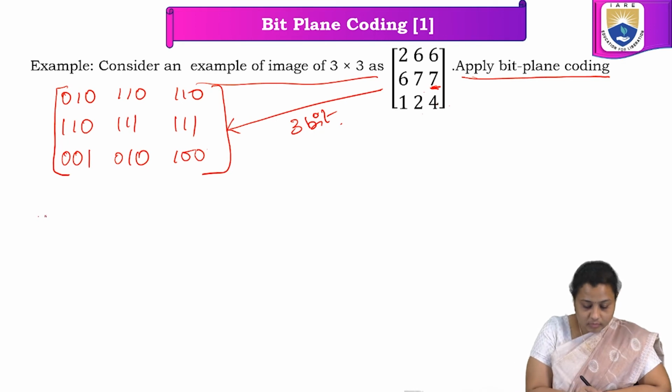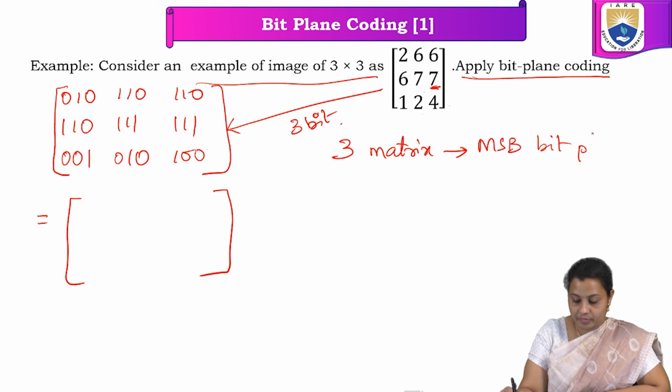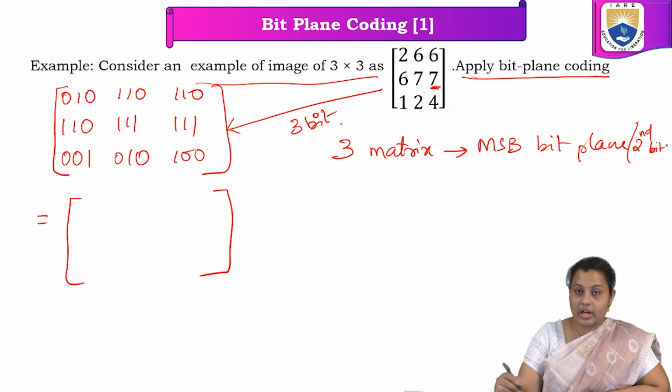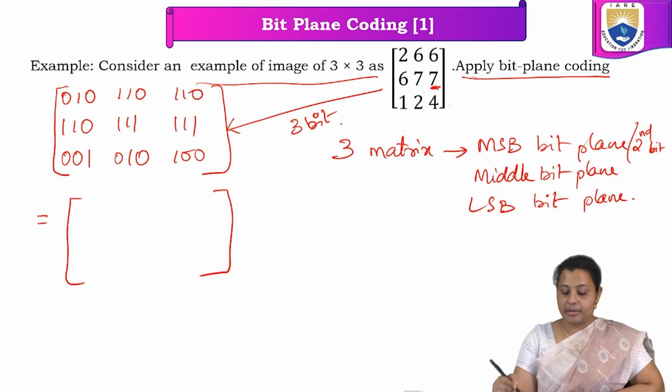Now I can generate 3 matrices: the MSB bit plane, then the middle bit plane, and the LSB bit plane. So we have 3 bit planes here.